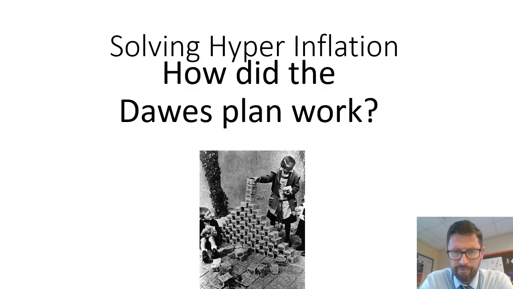Okay, we're going on to the focus of this new lesson. So last lesson we looked at how Germany was in crisis by 1923, suffering from hyperinflation. Today we're going to work out how Germany was able to solve that problem, and it was something to do with the Dawes Plan.